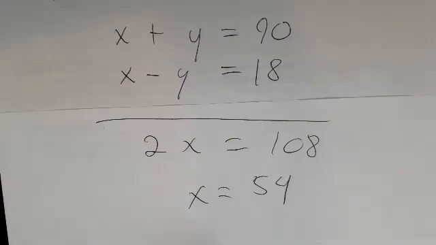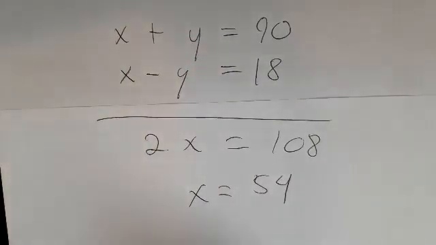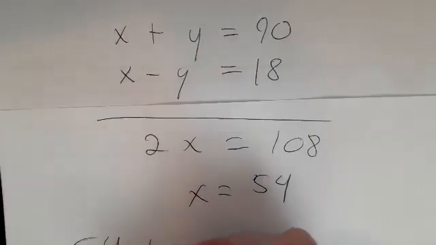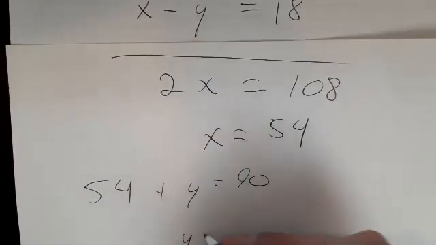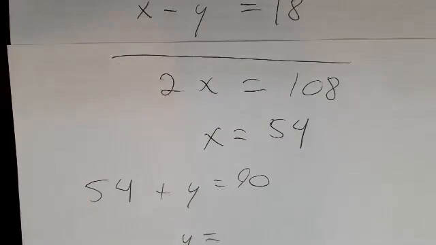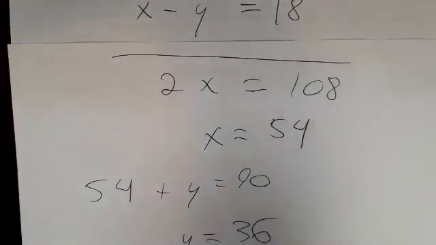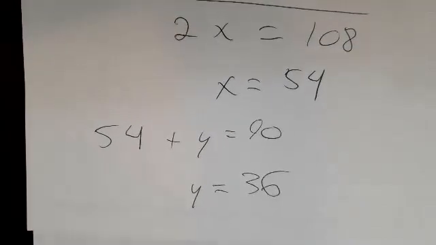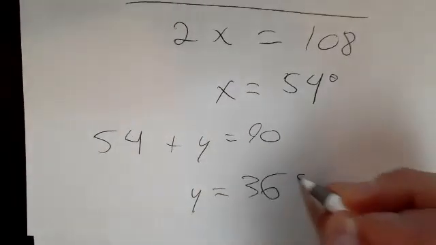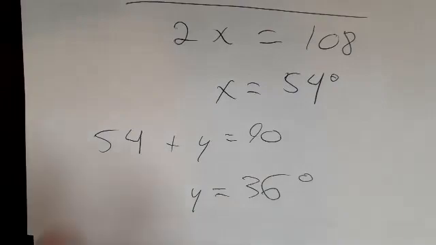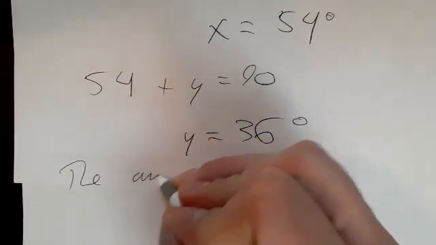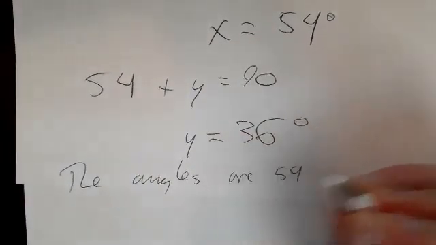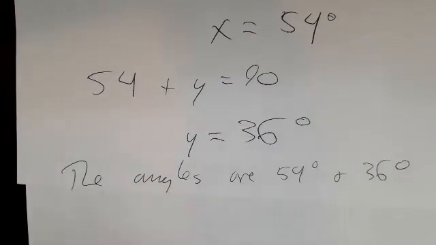So I have one angle. I have two equations I can go plug it back into and figure out the other one. So 54 plus y equals 90. That's making use that they are complementary. And if I do that, 90 minus 54 will give me 36. And my two angles are what? 54 and 36. So these are degrees, I guess I just put them. Okay, so the angles are 54 degrees and 36 degrees.